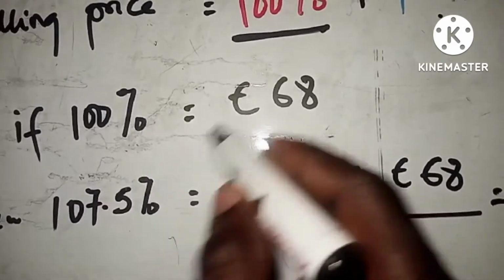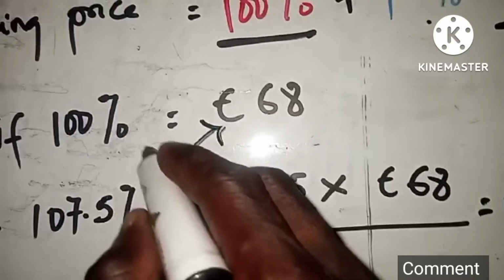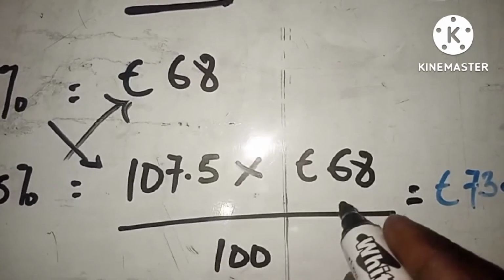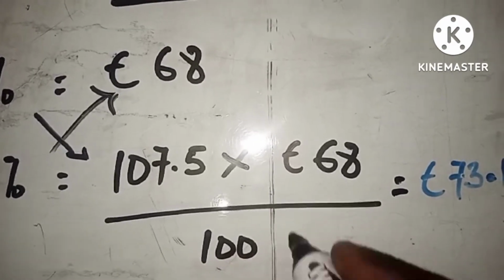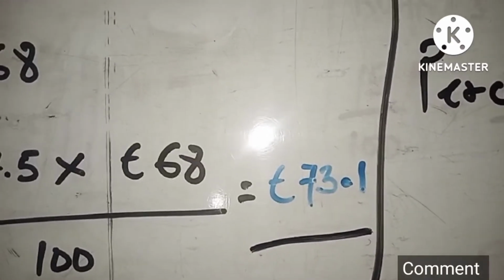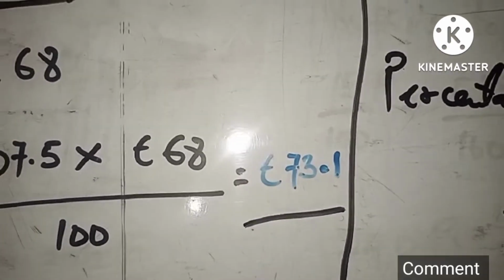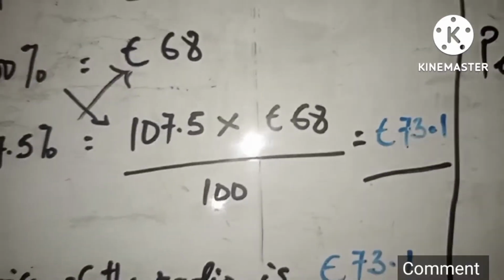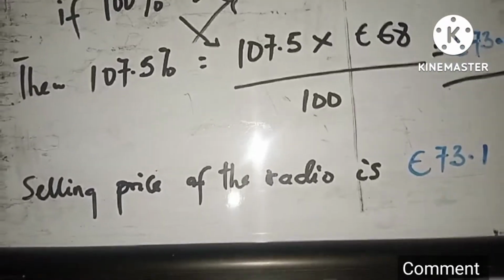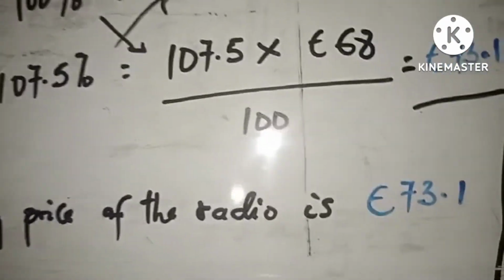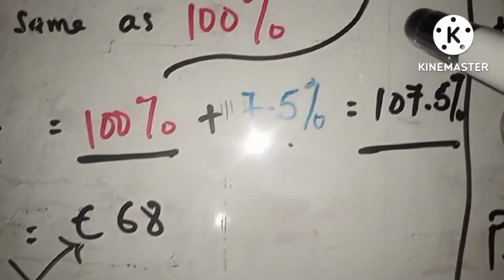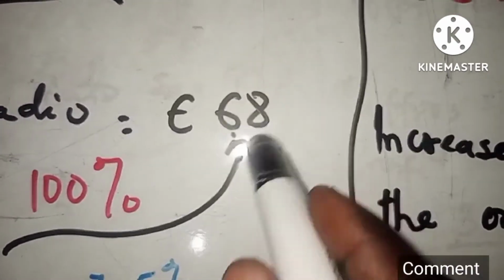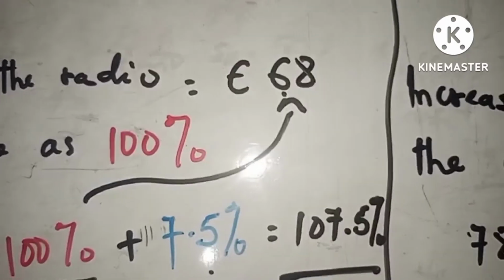If you are not okay with that, you just do the cross multiply. So this one multiplies that, and this one multiplies something different here. Then we are going to have 107.5 multiplied by 68 divided by 100. If you do this, you should arrive at 73.1 euros. So this 73.1 euros will give us our selling price. If this is too long and difficult for you to manipulate, you just need to find 7.5% of the 68 and add that to the 68 to have your selling price. So that's very, very simple.